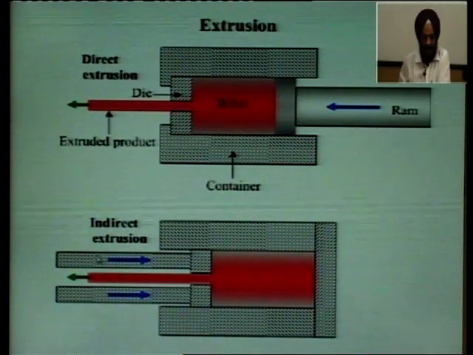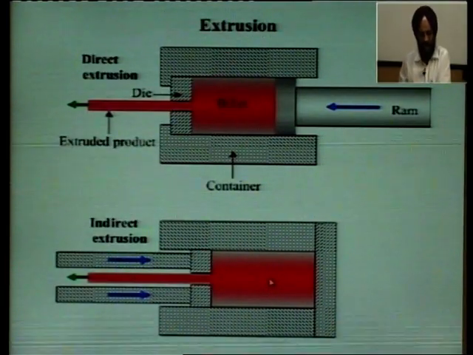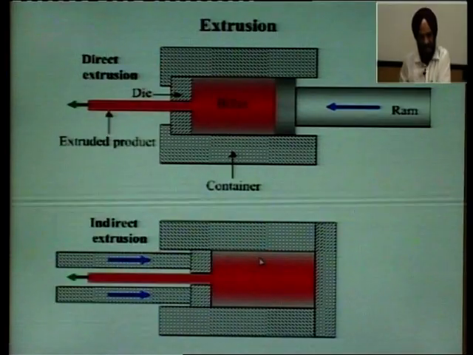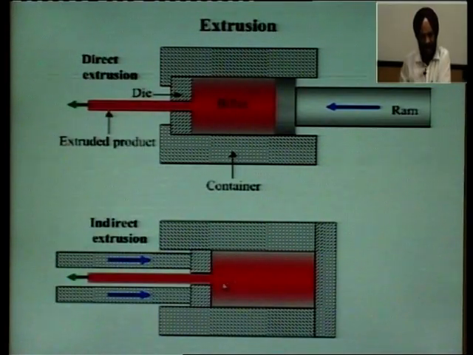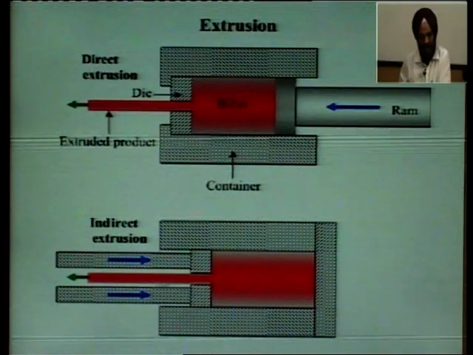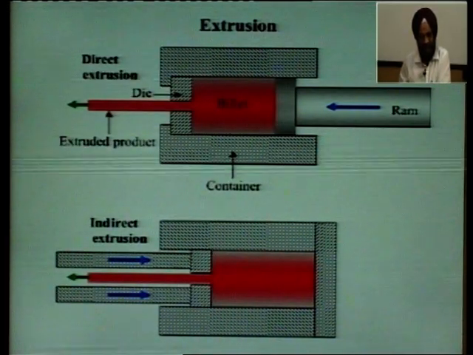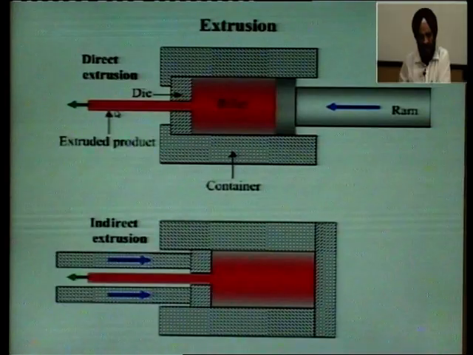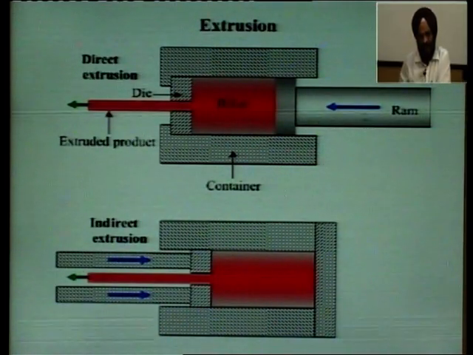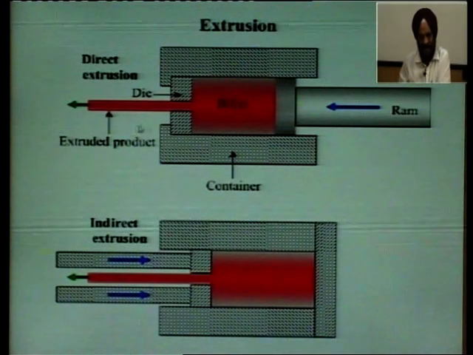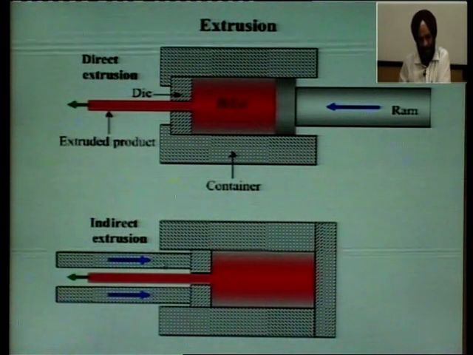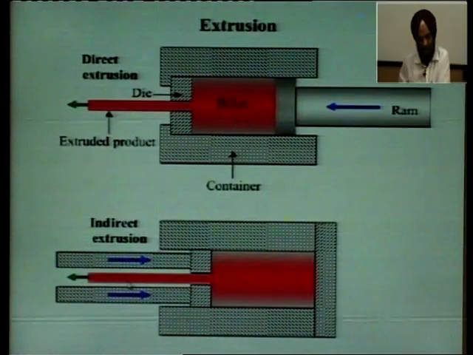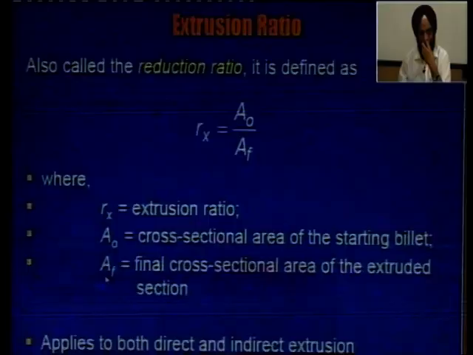Now this is indirect extrusion, where you have the raw material or the billet here, and you push the die against it. You push it and the extruded component comes in this direction. Here just see, the product is here and the ram, or the force, is coming from this side, they are in the same direction, whereas here the force is in this direction and the product is coming in the opposite direction.